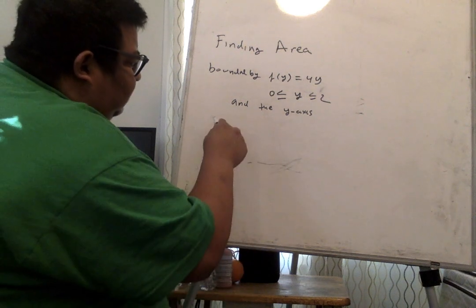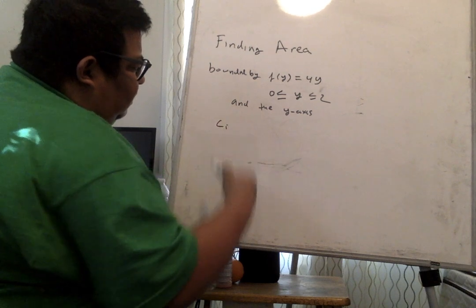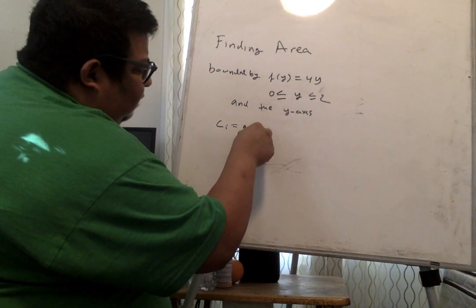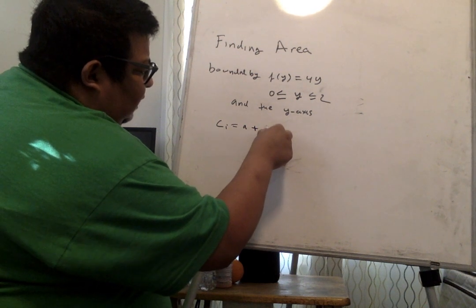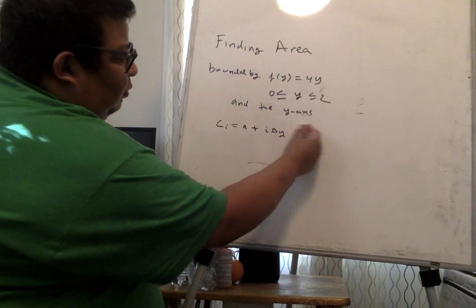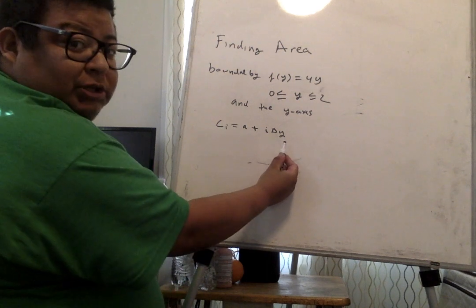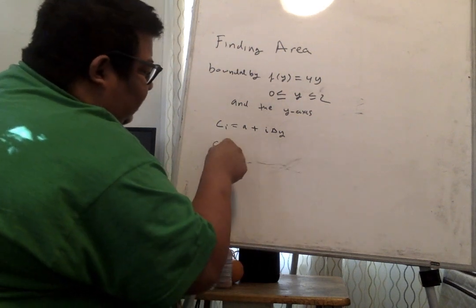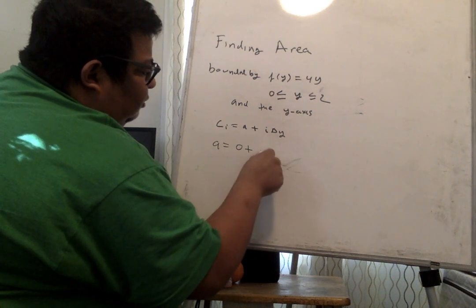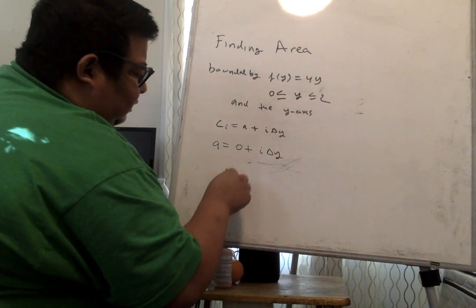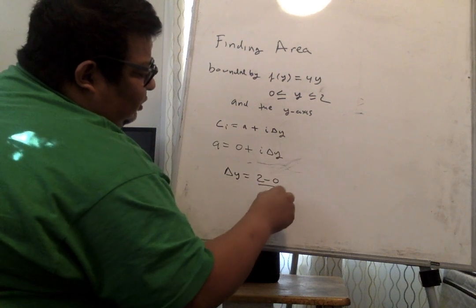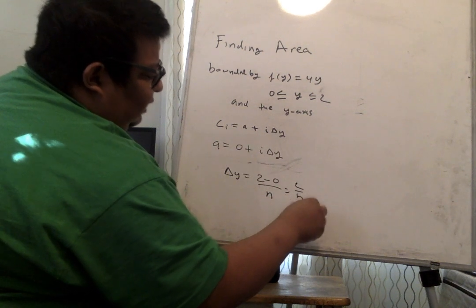So once again we're going to find your xi, and then xi is your endpoint. Well, I'm going to choose the endpoint. So it's going to equal a plus i delta y. Notice here we're bounded by the y-axis, so instead of delta x, we're going to use delta y. So a is always going to be your left endpoint, so that's going to be 0 plus i delta y. So delta y is going to be 2 minus 0, that's your partition over n, so that's going to equal 2 over n.